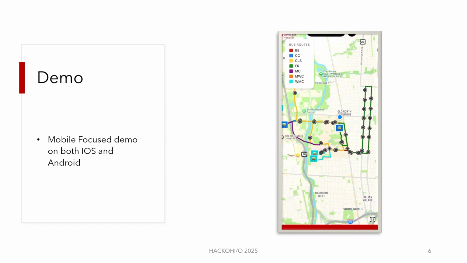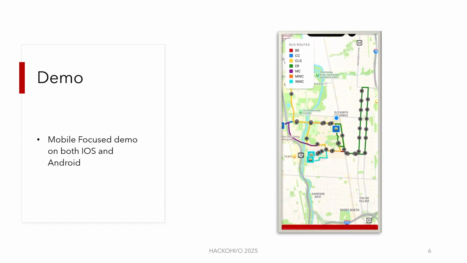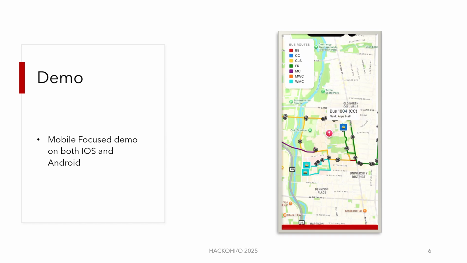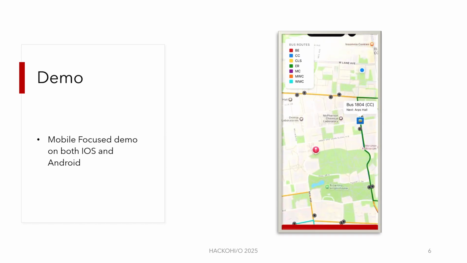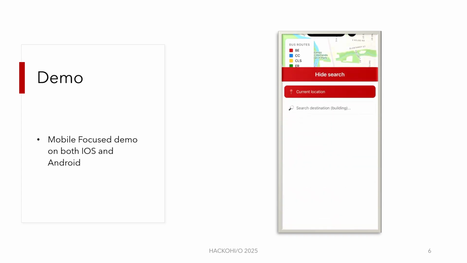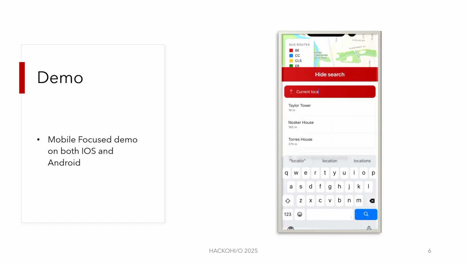All right, now you can see our map loads with all the bus stops and buses for the Ohio State CABS system. We can click on each bus and we can click on each stop to see what the name is. And then once we know our destination, we can type it into the search bar.